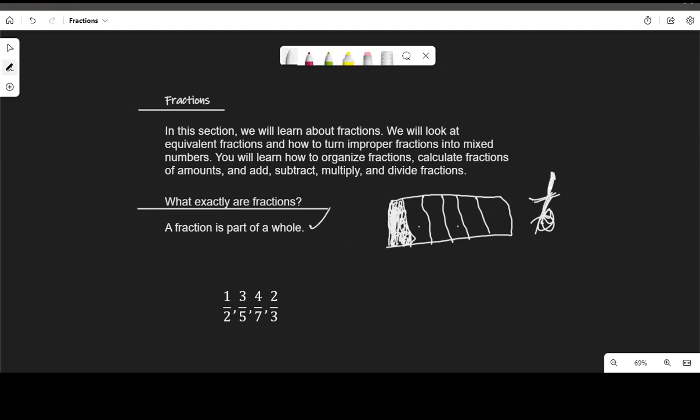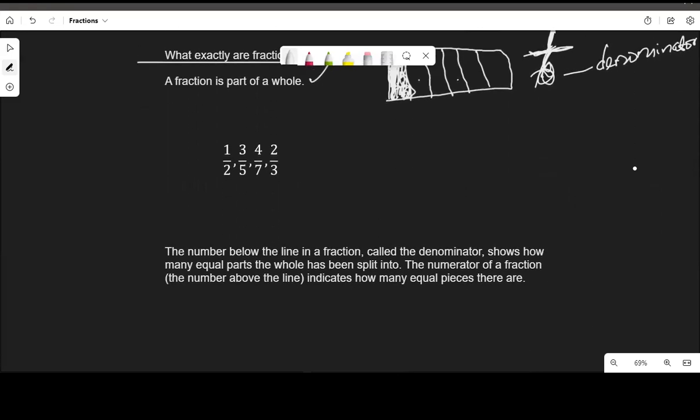Now, this number here, 1, that is written on top of this line, which we call over, is called the numerator, while this number is called the denominator. So in this lesson, we are going to learn different types of fractions and the operations of addition, subtraction, multiplication, and division of fractions. Here are some examples of fractions: 1 over 2, 3 over 5, 4 over 7, 2 over 3, and so on and so forth.